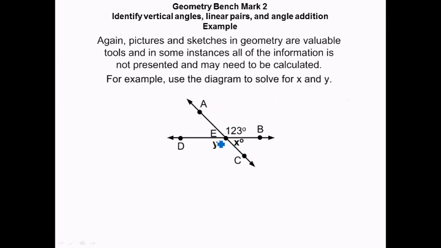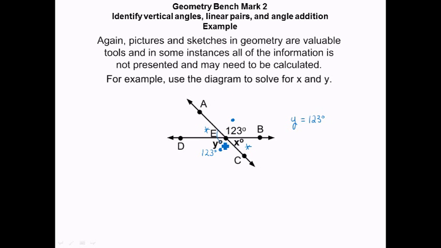We have intersecting lines, and the intersecting lines form vertical angles. Okay, so I have this set of vertical angles and this set of vertical angles. Now I know that vertical angles are equal, so these two are going to be equal. So that tells me that y is going to be 123. But I don't know what either of these are. They didn't tell me that, so I have to find that.